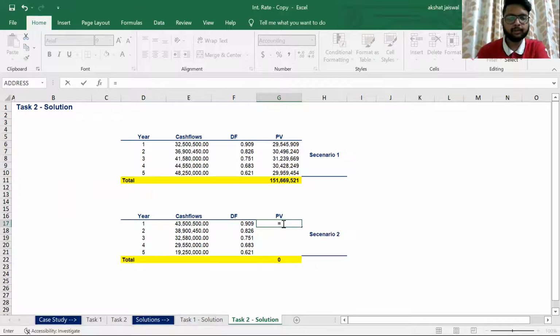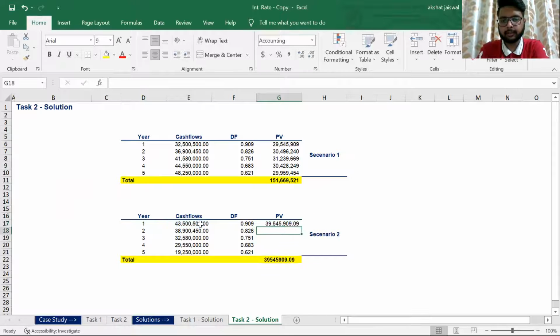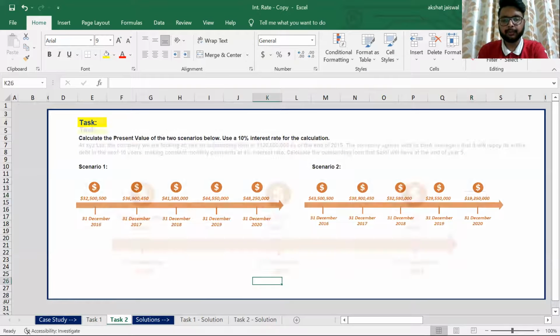Which is equal to the cash flow value into discount factor. Yeah, and then click enter. Just round it off, and same, just autofill it. So here you go. The total for the first one is arrived here, and the total for the second one is also arrived here. So as you can see, guys, we are done with both of our solutions.